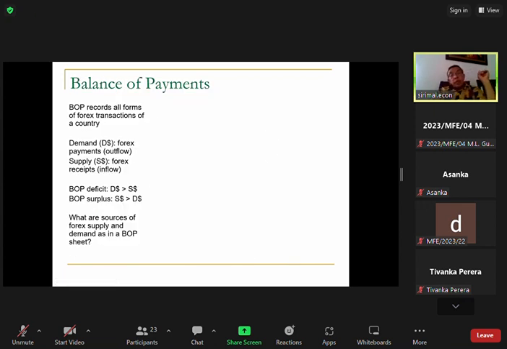Right. So when we try to understand demand and supply of foreign currency, foreign exchange, essentially we need to look at balance of payments. What is balance of payments? It is a statistical record, similar to the balance sheet of a company, which records all types of official foreign exchange transactions.